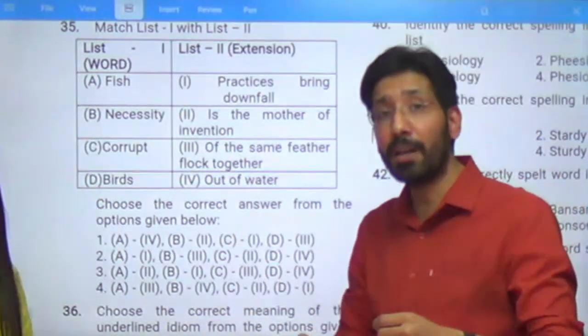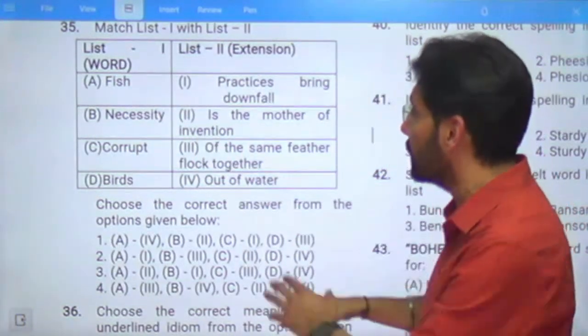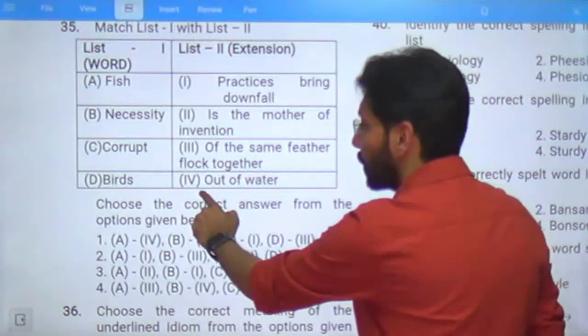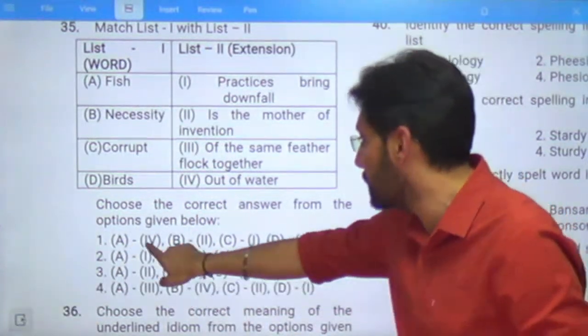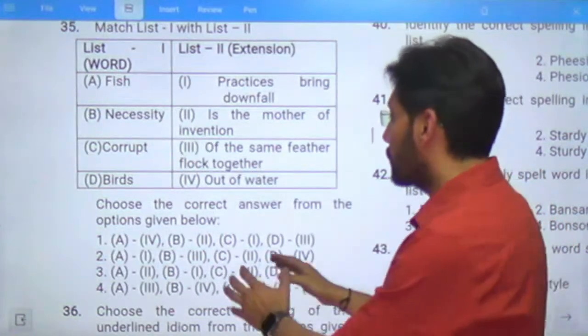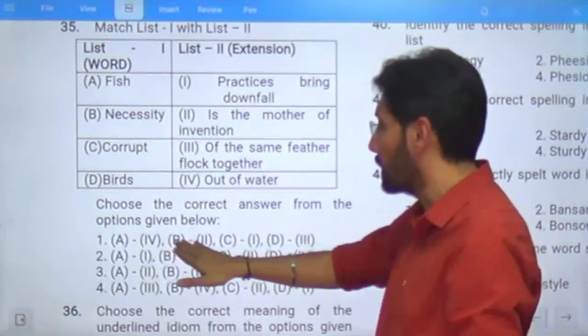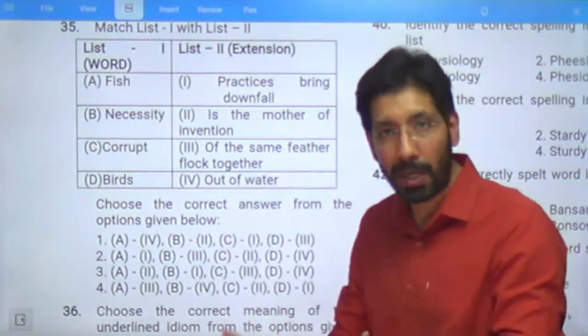Fish out of water, being uncomfortable in some situation, and something like that. So fish out of water is making a good pair with 4, that is A with 4. And what did I make earlier? B with 2. So I am narrowing down my correct option to B1 as the right option, the right answer, right?